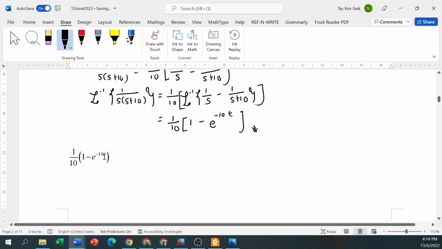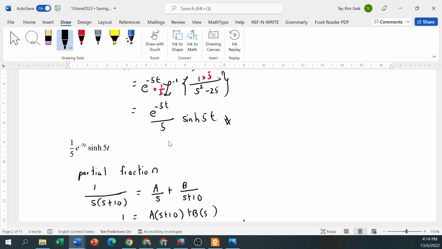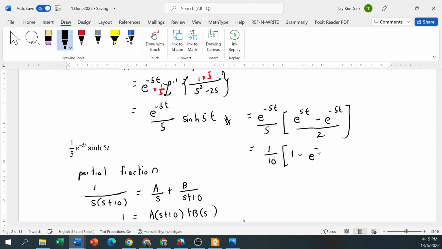Okay, this is the answer using partial fractions. This is the answer using completing the square. Unless you change sinh 5t to exponential form, where you have e to the power negative 5t over 5. Sinh should be e to the power 5t minus e to the power negative 5t, divided by 2. Then you've got 1 over 10. e to the power negative 5t times e to the power 5t, the answer is 1. And then correct. So minus e to the power negative 10t.